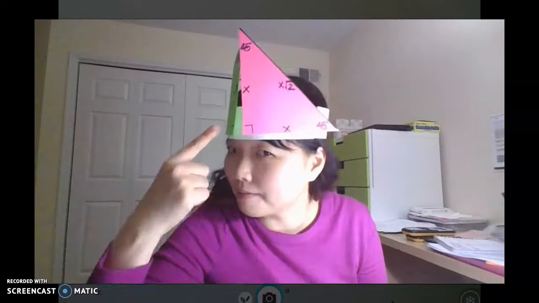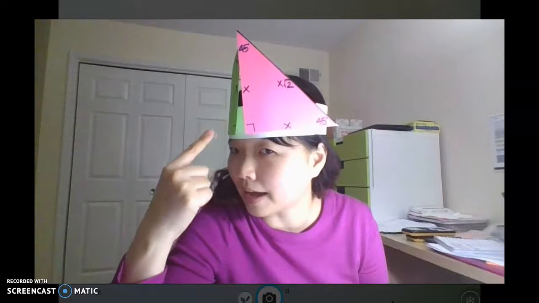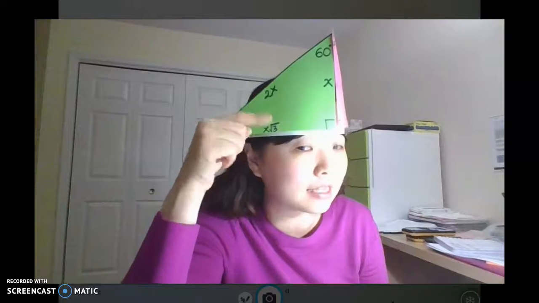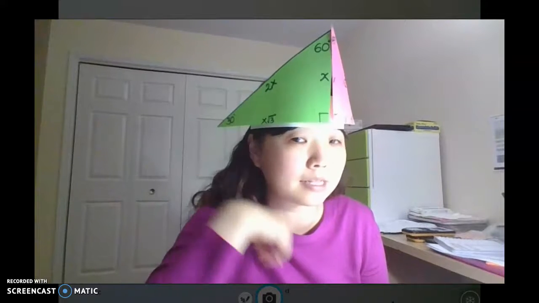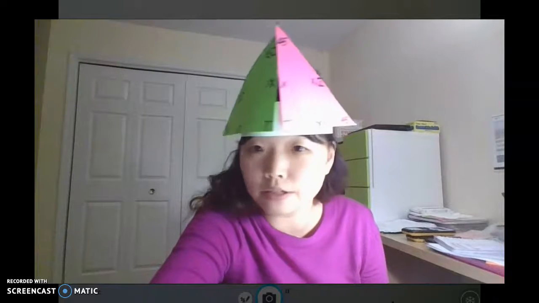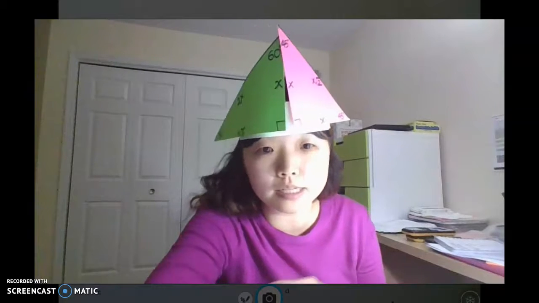This side is my 45, 45, 90, so I got x, x, x root 2. This side is my 30, 60, 90, so I got x, x root 3, and 2x. 30, 60, 90. 45, 45, 90. Just think about it. Just be silly. Make one of these heads or just whatever you do, write it down.